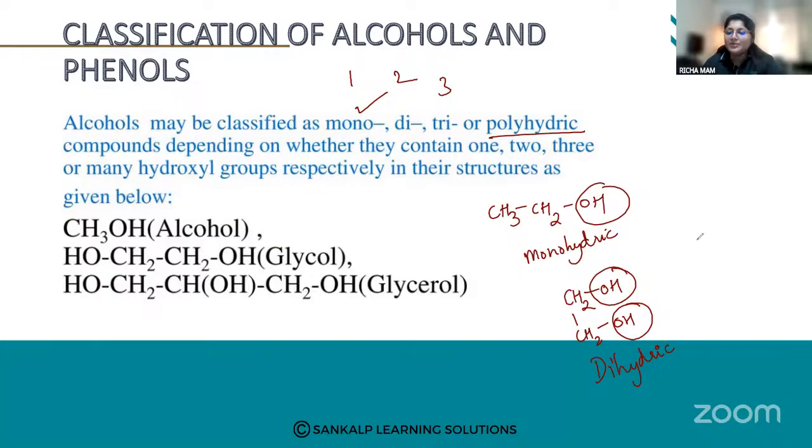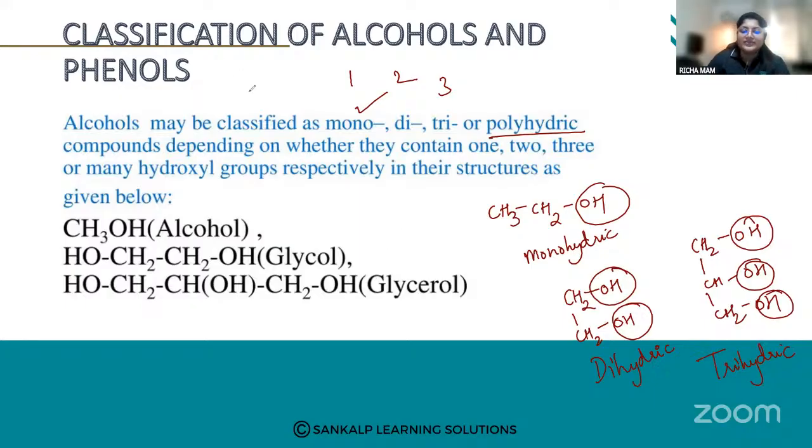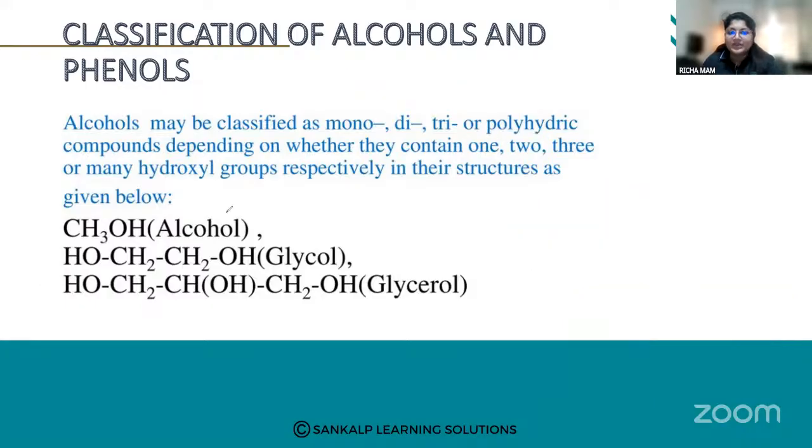Then one more example: CH2OH, CHOH and CH2OH. How many OH groups are there here, students? Three OH groups are there. So they are termed trihydric alcohols. So the first classification is based on the number of OH groups. I hope this is clear.